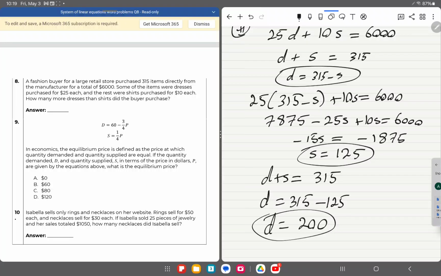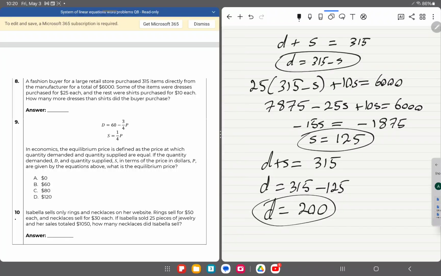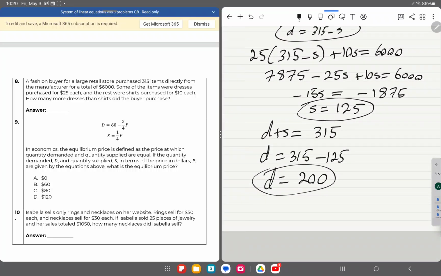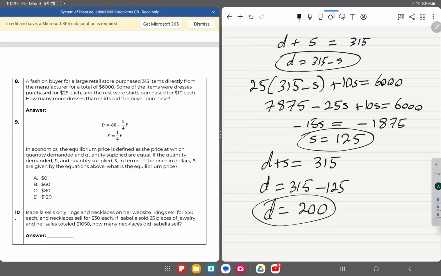So D is equal to, did I do a calculation mistake here? 315, 125, minus 25. Okay. So this doesn't add up. 200 and 125. Oh no, yeah, they do add up. So let's just check at the end. 125 plus 200 is 315, which is the total. Okay, sorry, I was about to sneeze.